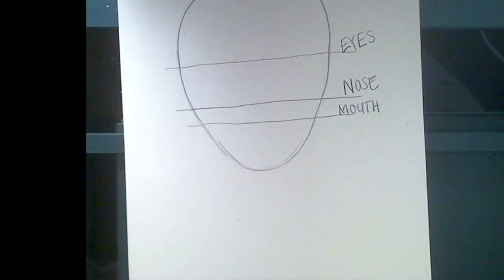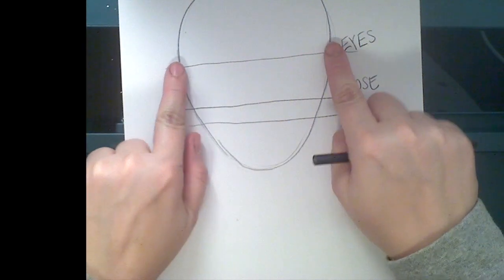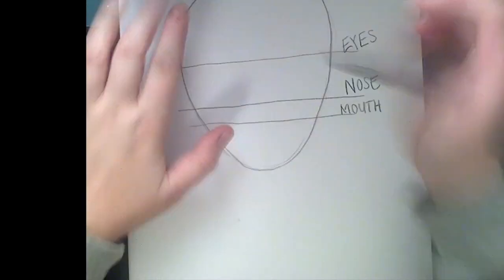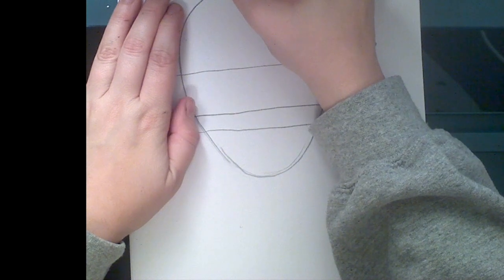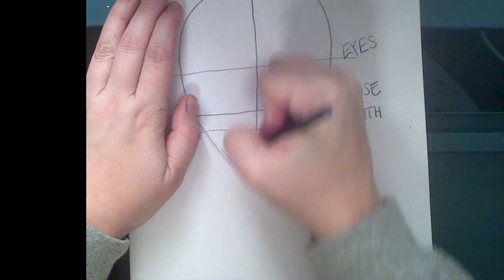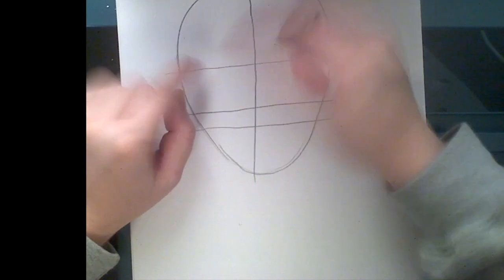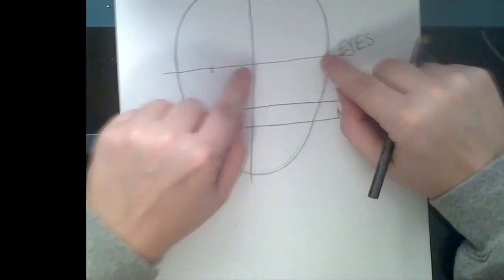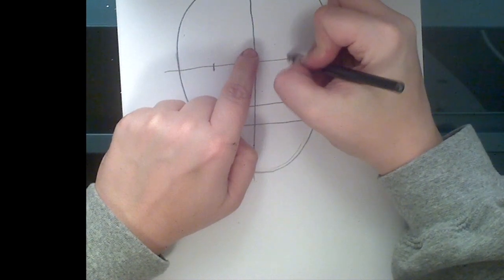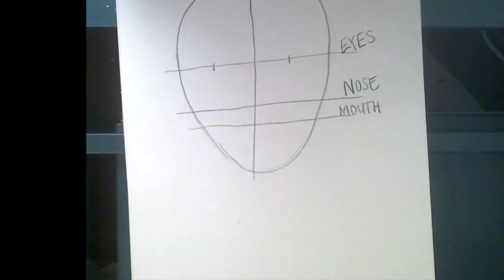Okay, so you also want to measure the middle so you can section off both halves of the face. And the eyes go right in between each section of your eye line. So they would start right about there.